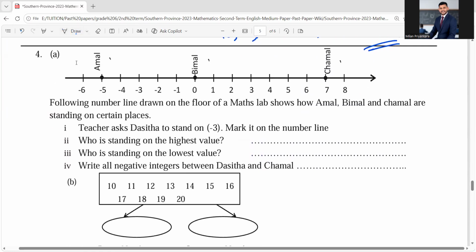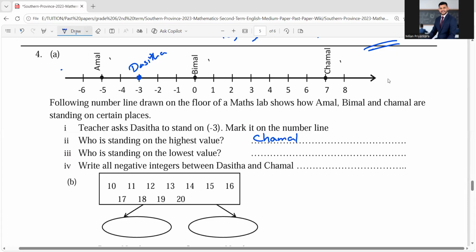The following number line drawn on the floor for the Maths lab shows how Amal, Bimal, and Chamal are standing on certain places. Teacher asked Dasitha to stand at -3. Mark it on the number line. Now this is Dasitha. And who is standing on the highest value? That is Chamal.